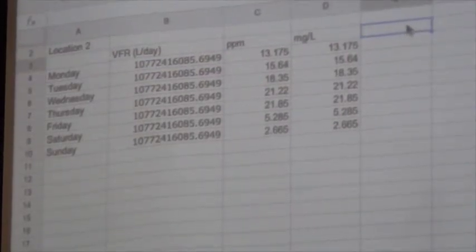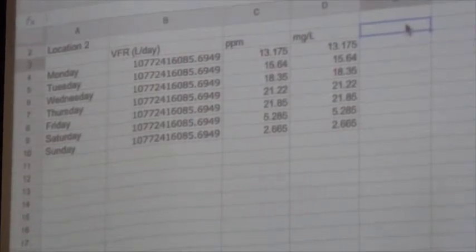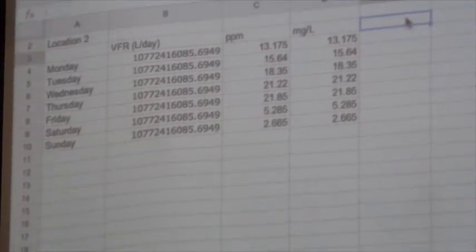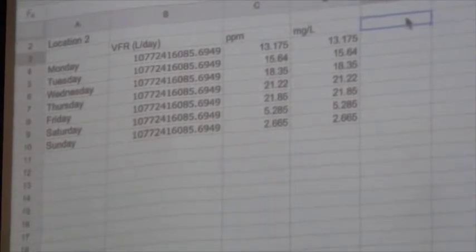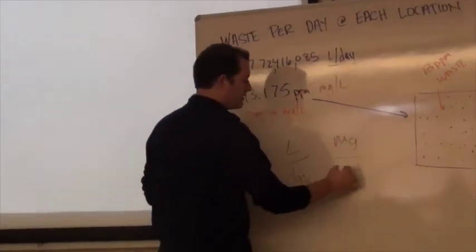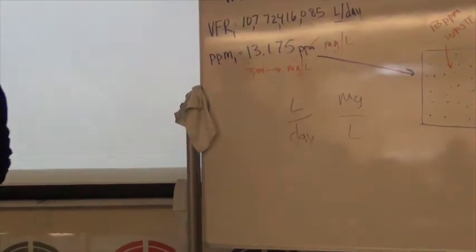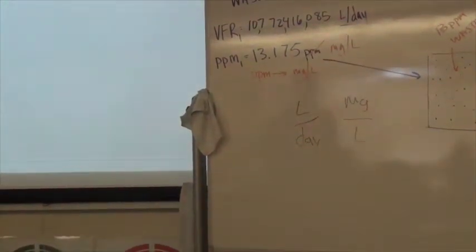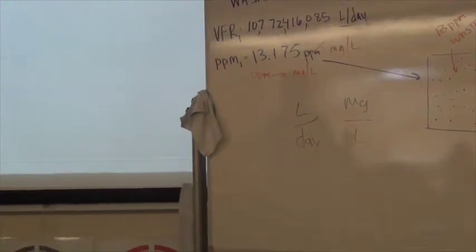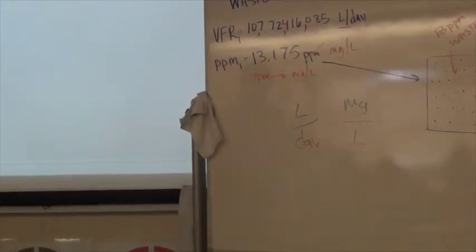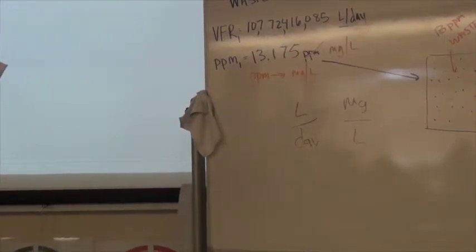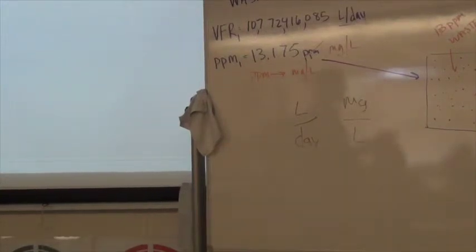Okay, so how can I get to figuring out how much waste is in my water? Any ideas up there? Let's look at the sets of units that we've got. We've got liters per day, and we've got milligrams per liter. What information do we want out of this calculation? What does it say on your rubric? We already got liters per day. The waste per day for each location. We need a mass per day.